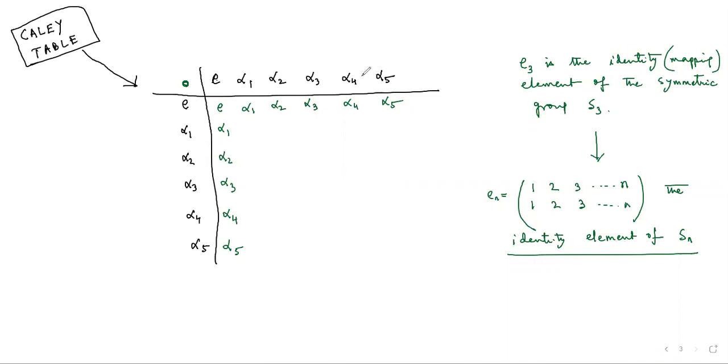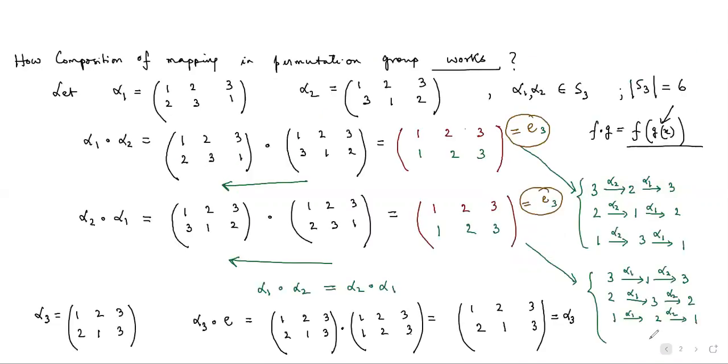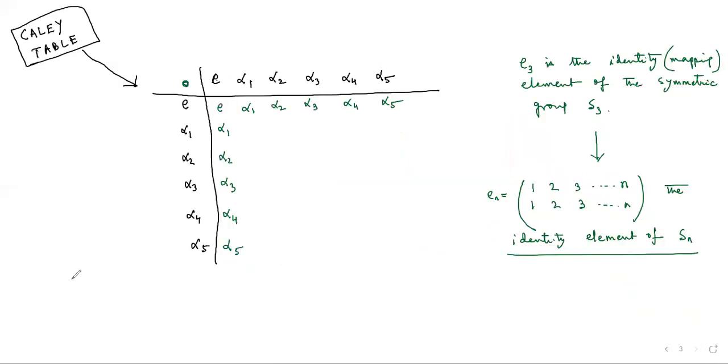So this is the scenario by which we can actually apply the composition of two mappings. Here I have observed that alpha 1 dot alpha 2 and alpha 2 dot alpha 1, they are actually the same. Is it always the case? That is a big question. Is it always that alpha i dot alpha j is equal to alpha j dot alpha i for all i, j?